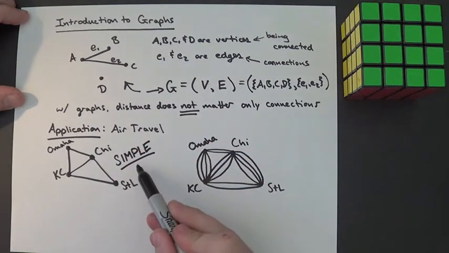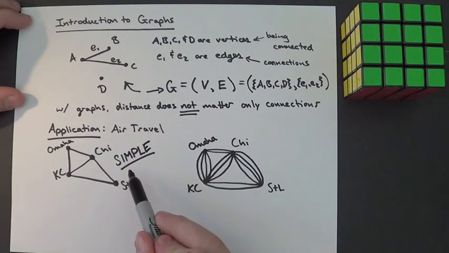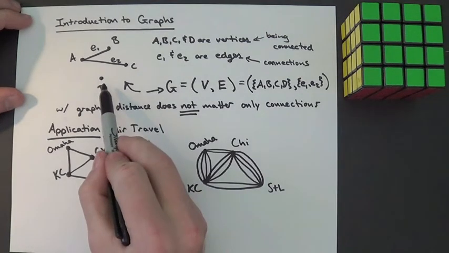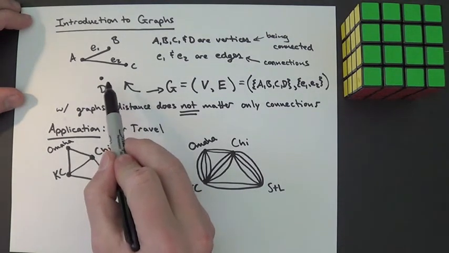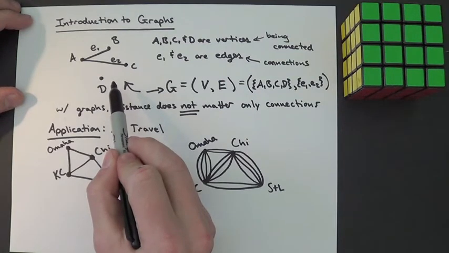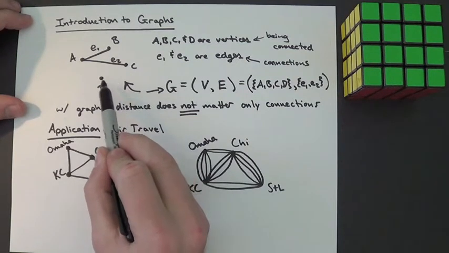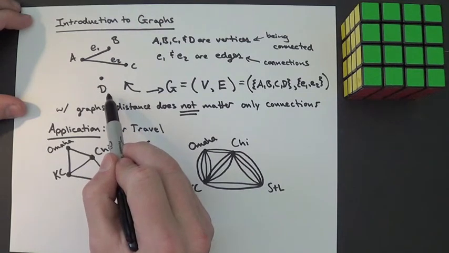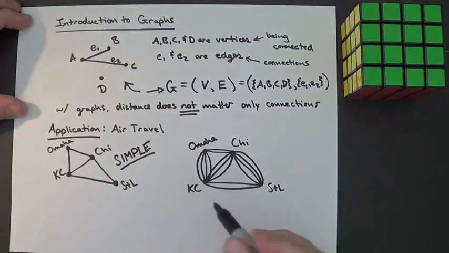In a simple graph, there is at most one edge between any 2 vertices. So this graph represents a simple graph as well. There's at most one edge between any 2 vertices. Notice that D does not have any edges connected to it, but that's okay. There's at most one edge.